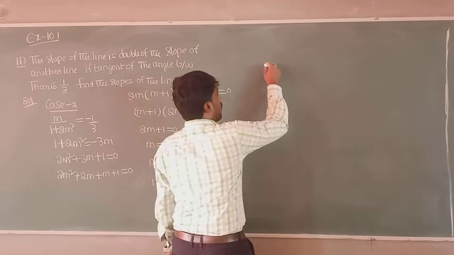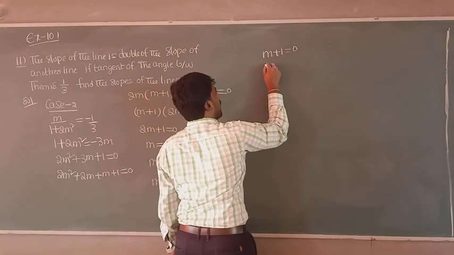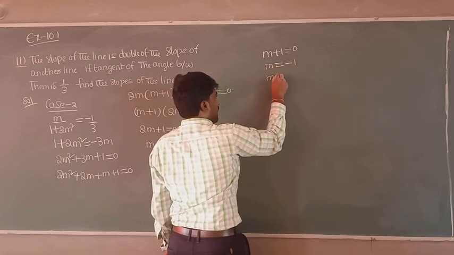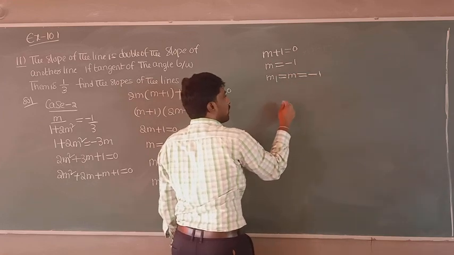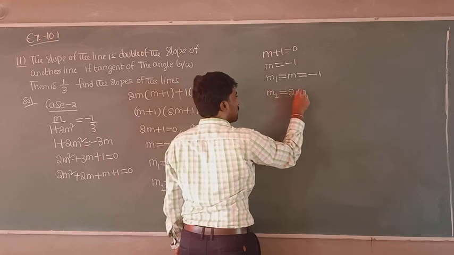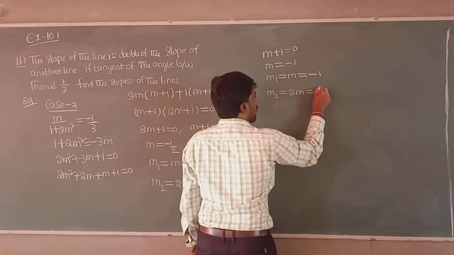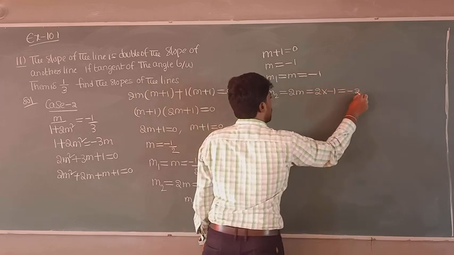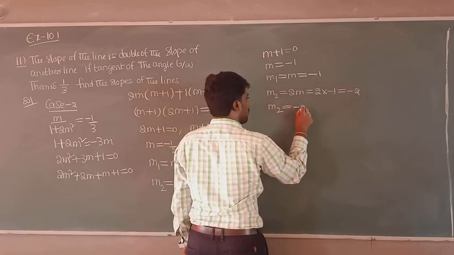Now this m plus 1 equal to 0 is there. What will I get here? m equals minus 1. So what is the m1 value here? m1 equals small m, so this is equal to minus 1. m2 equals 2m, so this value is 2 into minus 1, which is equal to minus 2. So m2 equals minus 2.